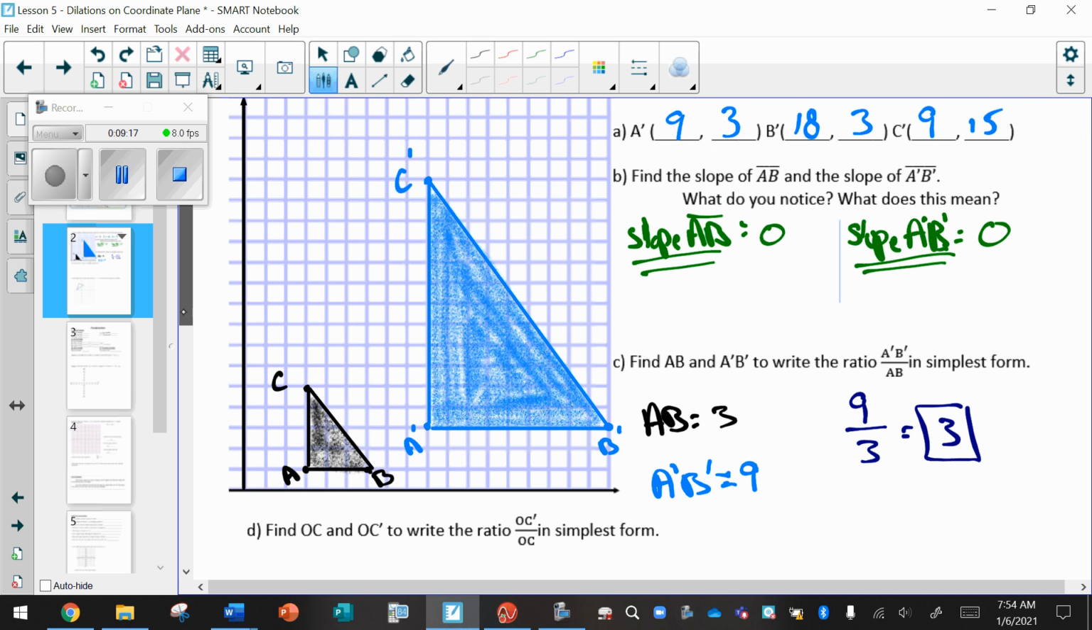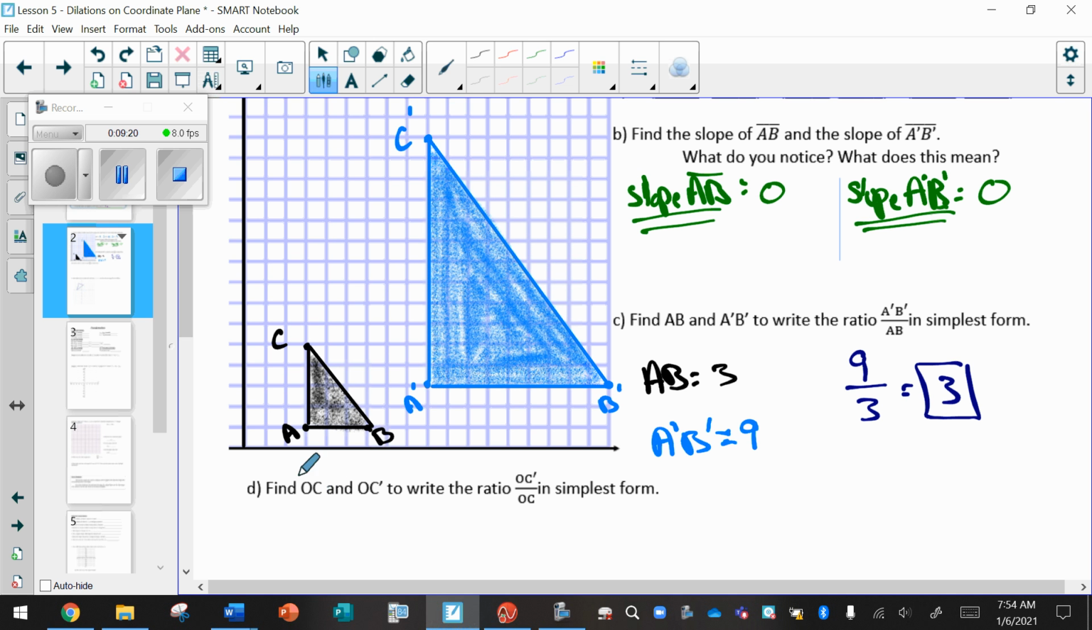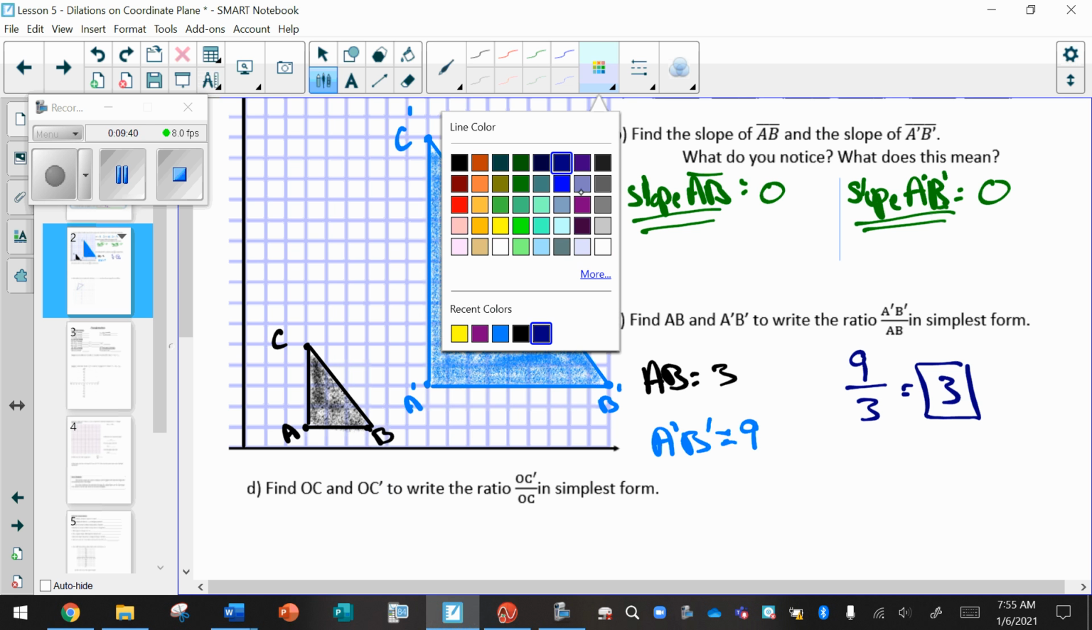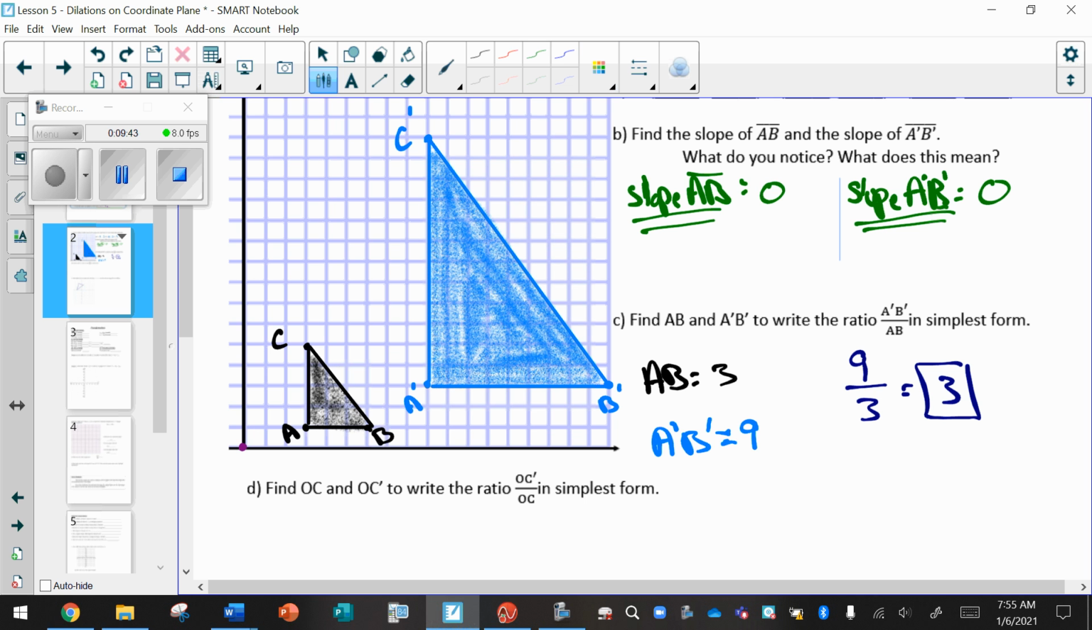Now if we were to use the Pythagorean theorem to find OC and OC prime, then we could get the comparison of those lengths as well. So why don't you pause and either use the Pythagorean theorem or use the distance formula to find the length of OC and OC prime. Now these are not lengths you can count, because O is our origin, (0, 0), and then we go from (0, 0) to point C, and then (0, 0) to point C prime. So pause, do those 2 calculations, and let's see if you come up with the same results that I do.